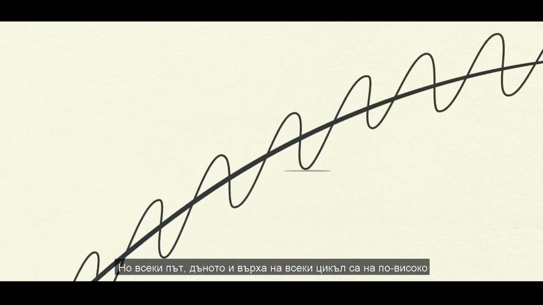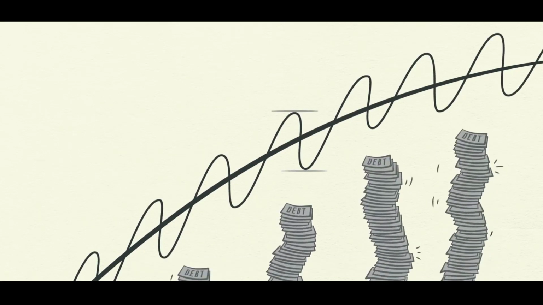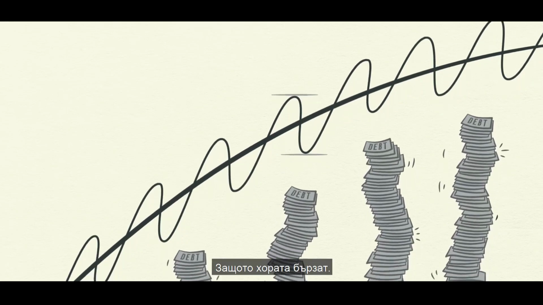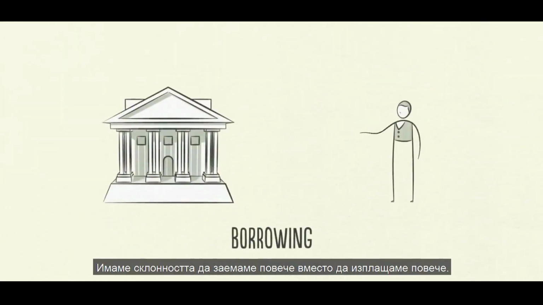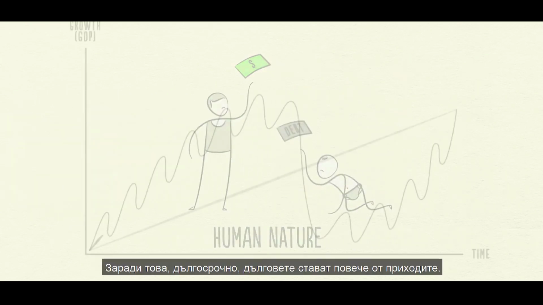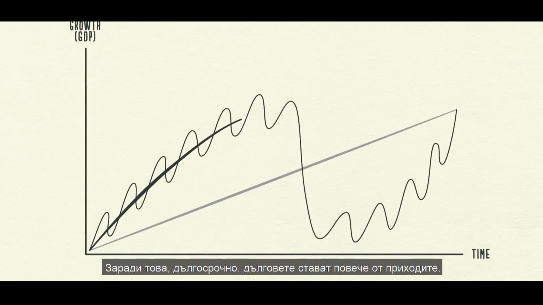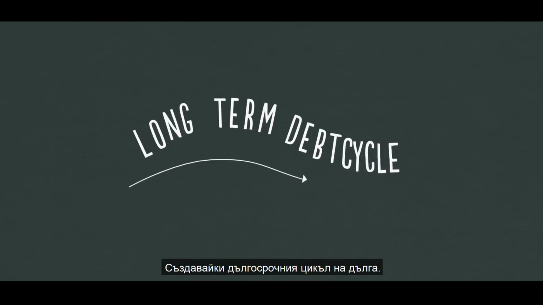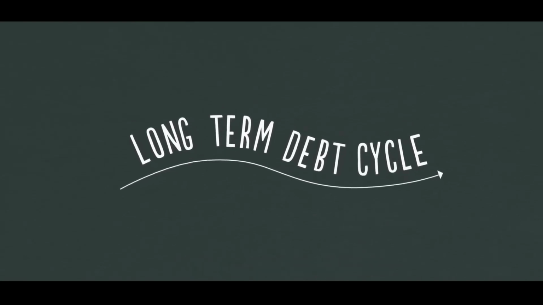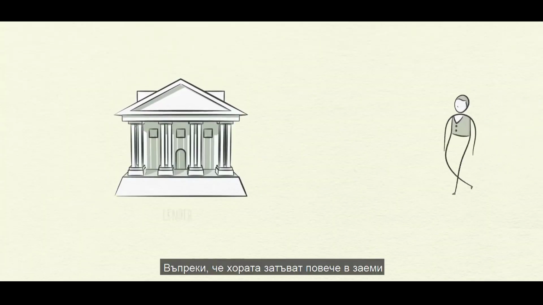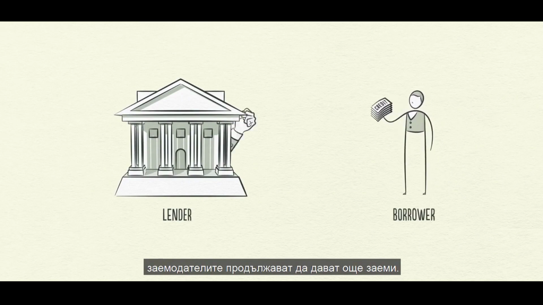But notice that the bottom and top of each cycle finish with more growth than the previous cycle and with more debt. Why? Because people push it. They have an inclination to borrow and spend more instead of paying back debt. It's human nature. Because of this, over long periods of time, debts rise faster than incomes, creating the long-term debt cycle. Despite people becoming more indebted, lenders even more freely extend credit.